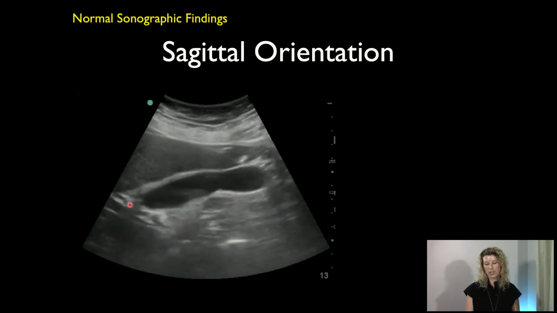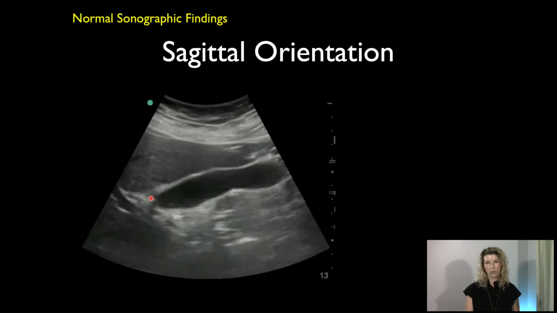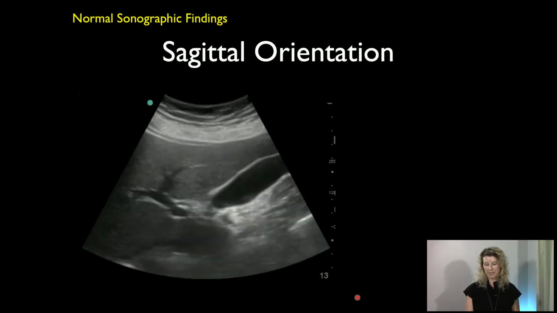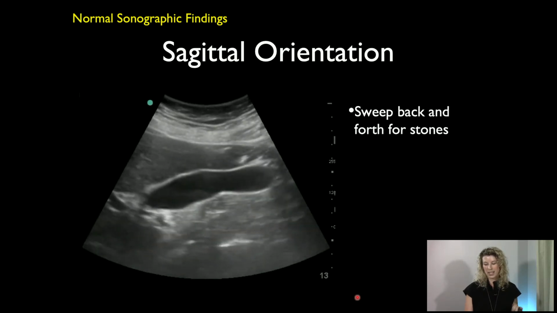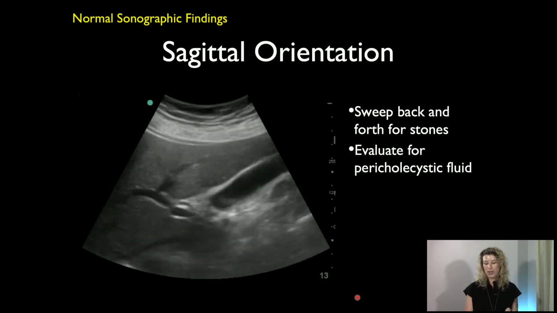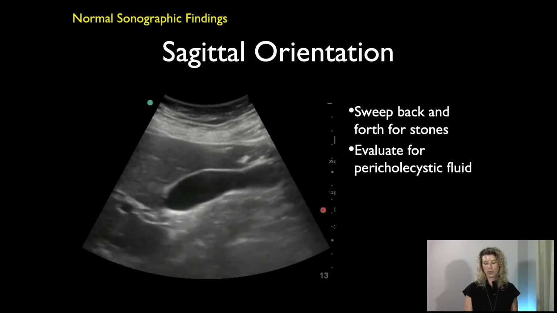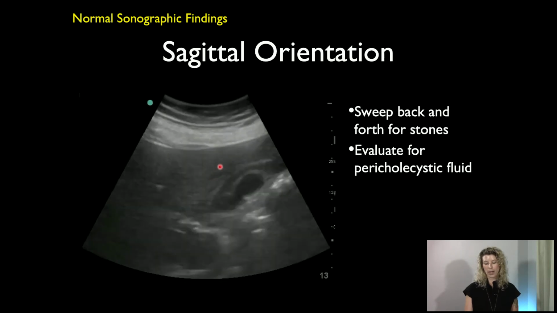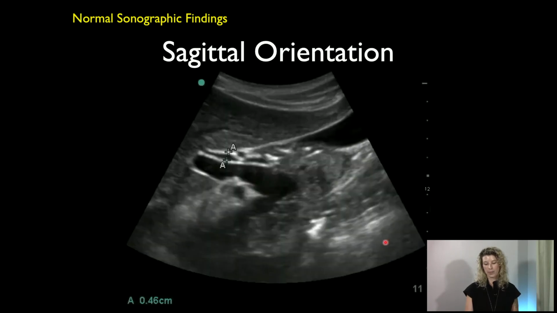And then over here, we're seeing the portal triad, which, don't worry, we'll show a lot of images of that. So sweep back and forth for stones. We call this fanning. You want to look for pericholecystic fluid, which would be outside the walls of the gallbladder, between the gallbladder wall and the liver. And then you want to look for the common bile duct.